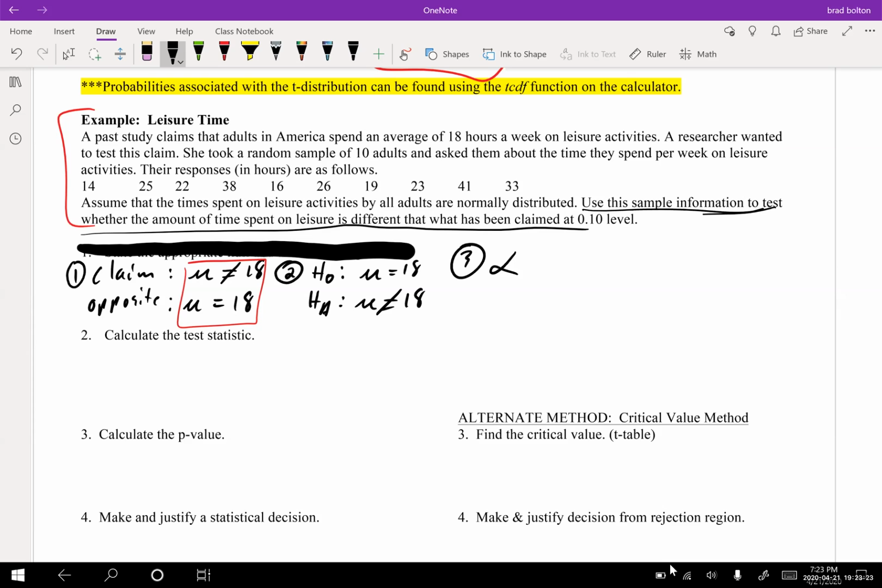We know the alpha level, or the significance level, is 0.10. Remember, this is our significance level, and that's what we're going to test the p-value against. So again, I'm going to do the p-value method, all right? So we now know that this is a two-tail test.